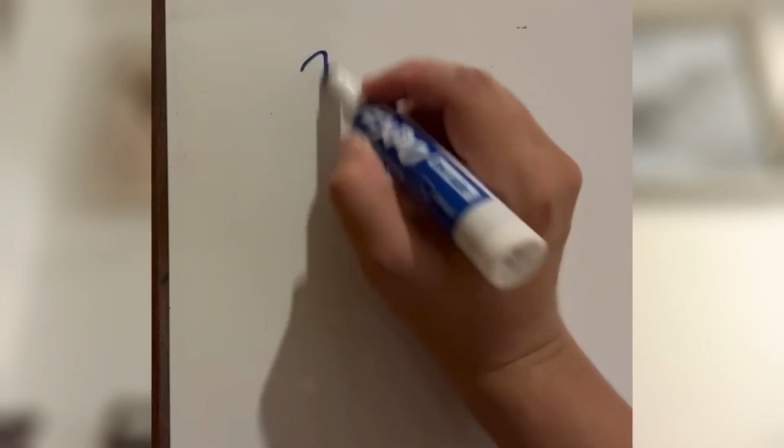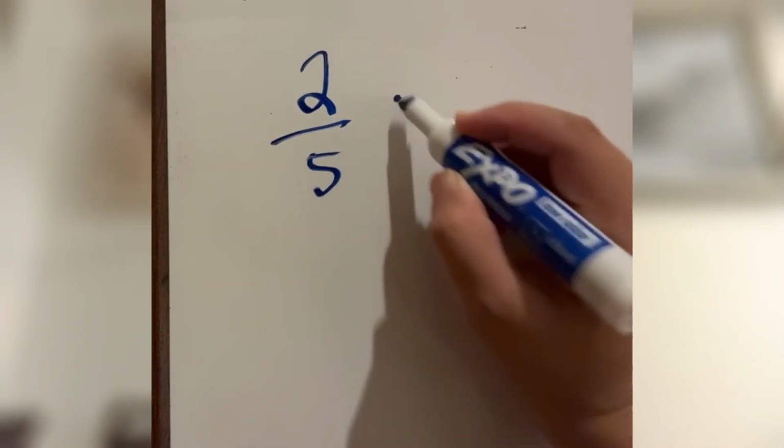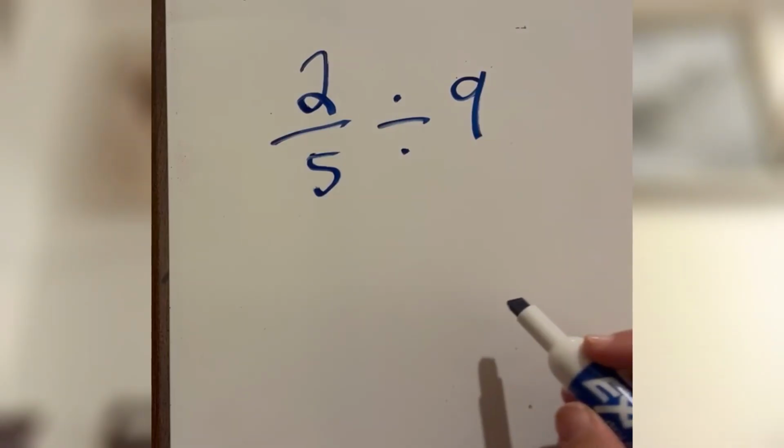Let's get into our first example. Here's our problem. We're going to have 2/5 divided by 9. So the first thing that we need to recognize is that we're dividing. The second thing that we need to recognize is that our divisor is a whole number. But that's okay. We can deal with it.